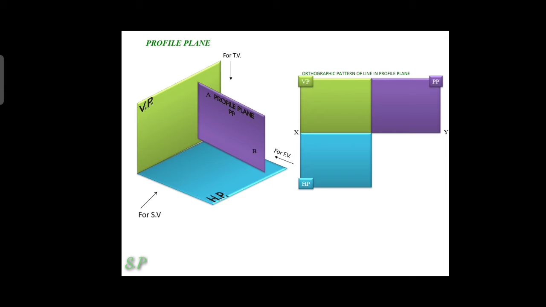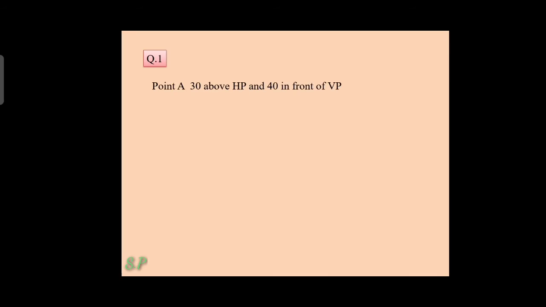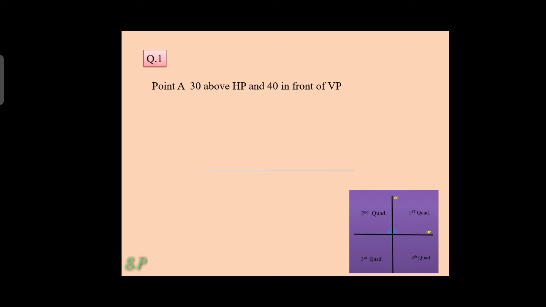Now we are going to discuss the projection of a point, question number 1. A point A is 30 above HP and 40 in front of VP. First we will draw an XY reference line, and the point A is 30 above HP. So the front view point will be obtained above the XY reference line. You take a 30 mm distance from the XY line above and locate the point as A dash. And the point is 40 in front of VP. So the top view point will be obtained below the XY reference line. The point will be on the HP plane.